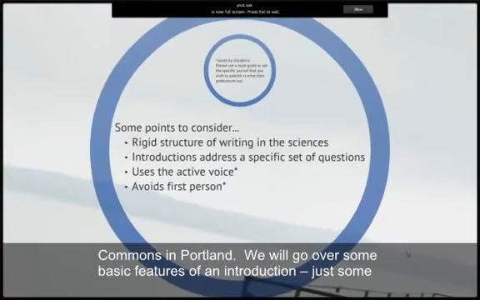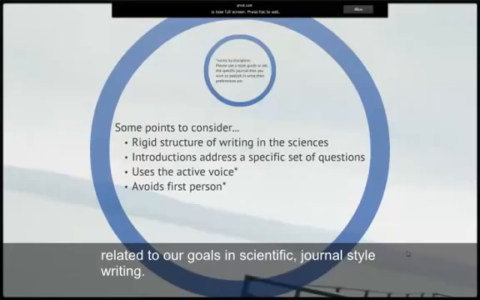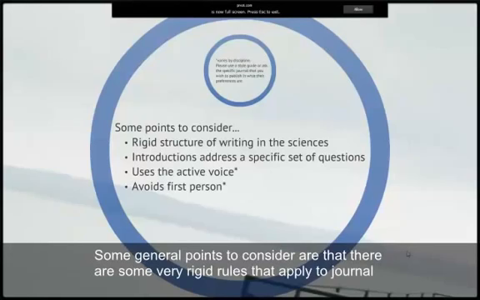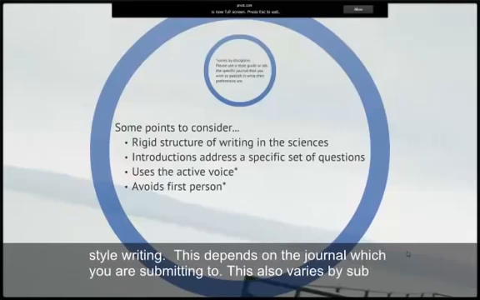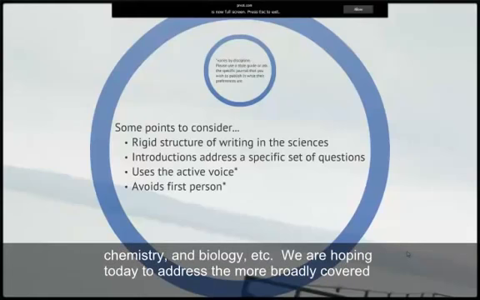We will go over some of the basic features of an introduction, just some things to look for, and then we will go into a paper to discuss those components as they are related to our goals in scientific journal style writing. Some general points to consider are that there are some very rigid rules that apply to journal style writing. This depends on the journal which you are submitting to. This also varies by subdiscipline. You will find different writing rules and structures when you are discussing physics, chemistry, and biology, etc.